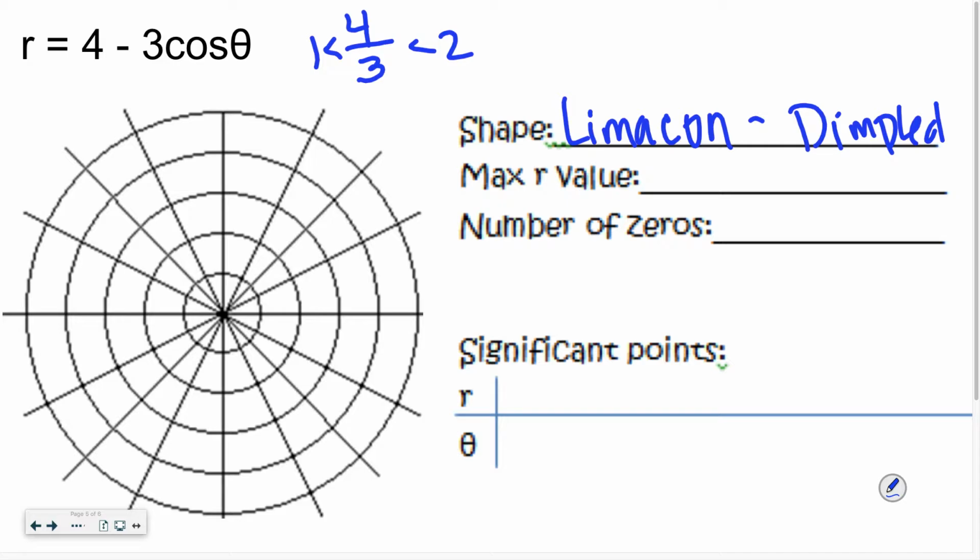All right. Our max r value. What's our max r value? 7. Okay. 4 plus 3 is 7. Here again, I'm going to have to count by 2s. Okay, that would be a 4.